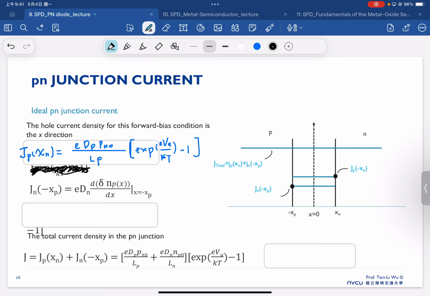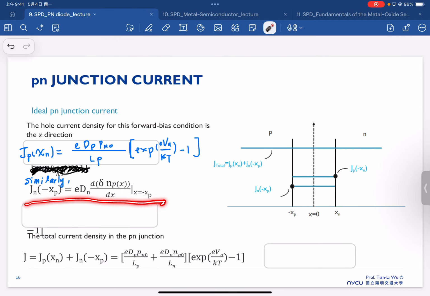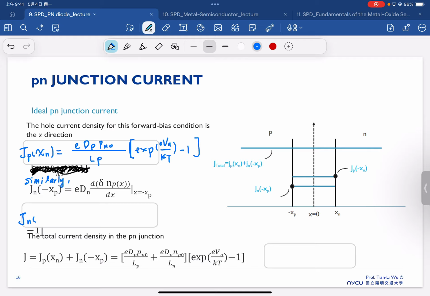Similarly, we can get Jn at minus xp. We have this equation, and therefore Jn at minus xp is equal to e Dn Np0 over Ln times exponential (eVA over KT) minus 1.